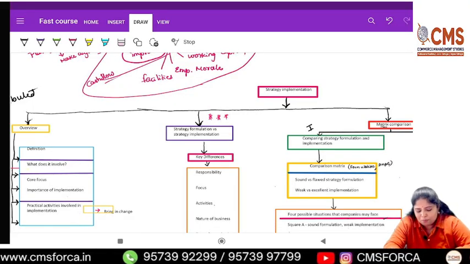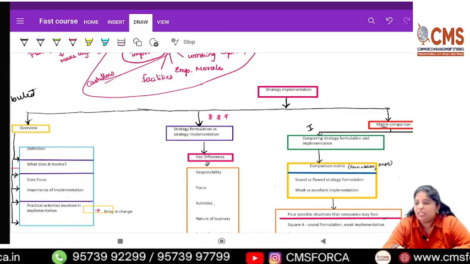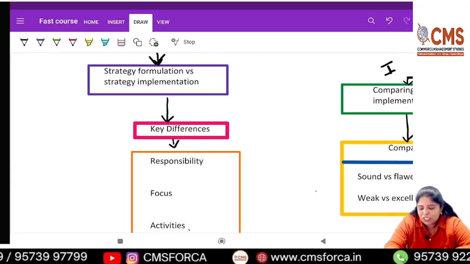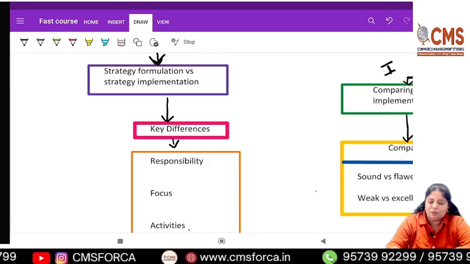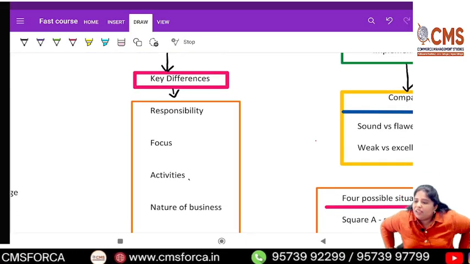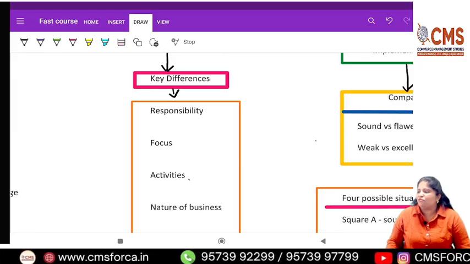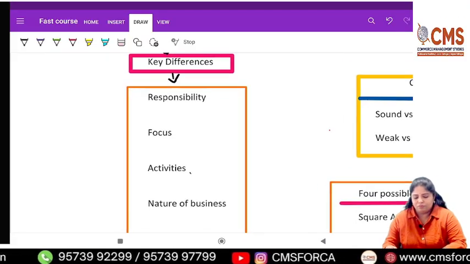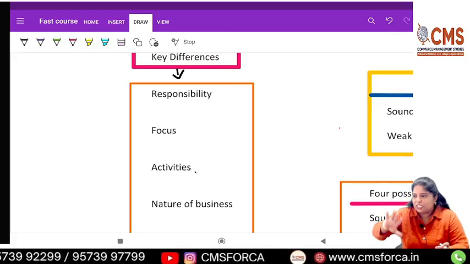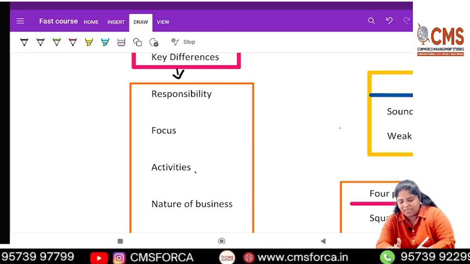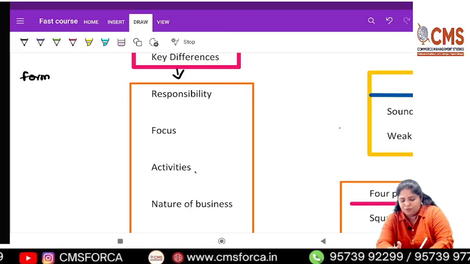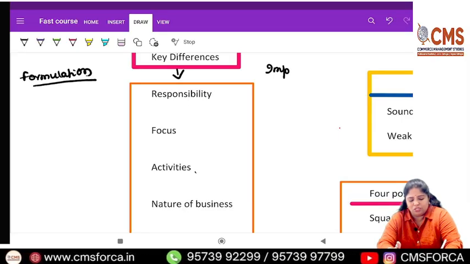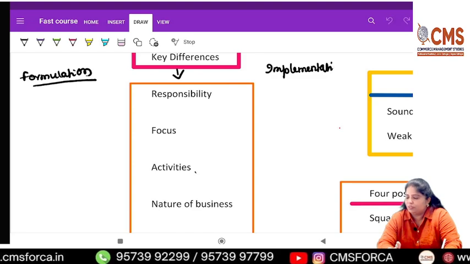Under strategic implementation, I'm not covering the entire concept. I want to focus primarily on the differences between formulation and implementation. So we are trying to compare some key differences we have between formulation and implementation. Let's make things clear. This side, I will give you the points regarding formulation, and on the other side, I will be giving you the aspect of implementation. Good with this?